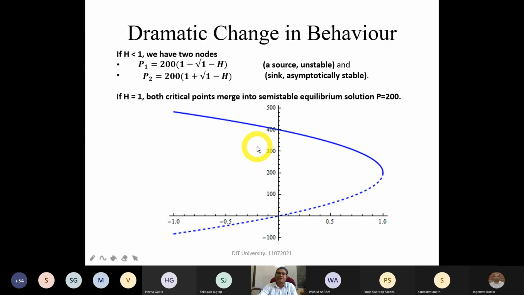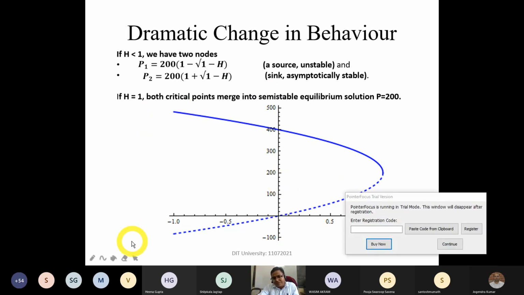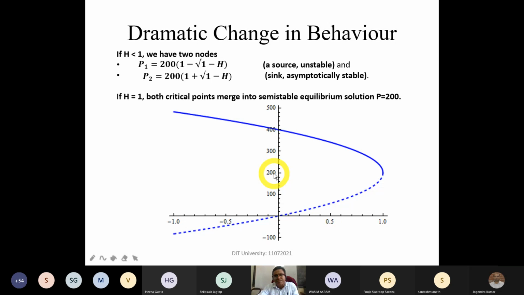And here I have shown you that if H is less than 1, then we have two solutions, P1 and P2, that is a source and sink, right? As you can see here, the x-axis is capital H, and this is the equilibrium points of P, the capital P. So you have P1 and P2 when H is less than 1. So here and here. The darker line is showing you the stable one, and this dotted line is showing you the unstable one.